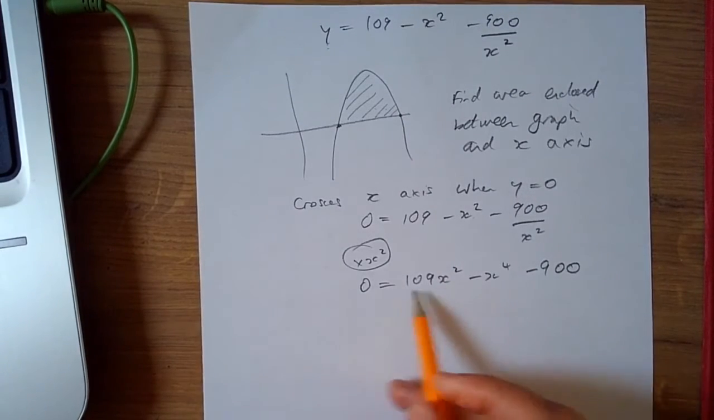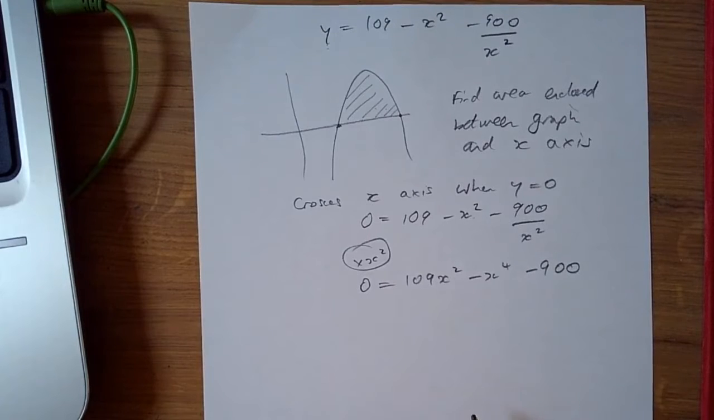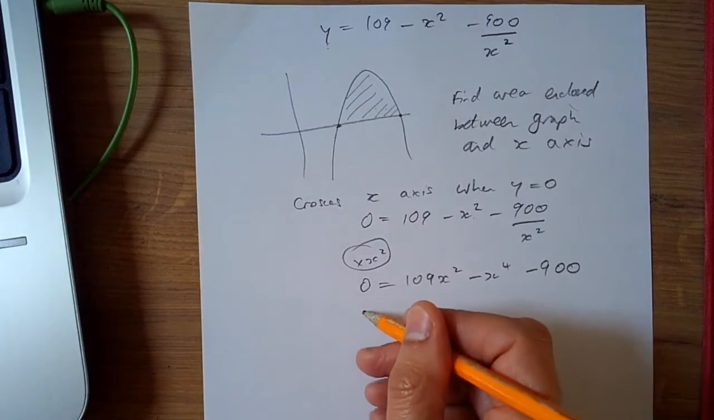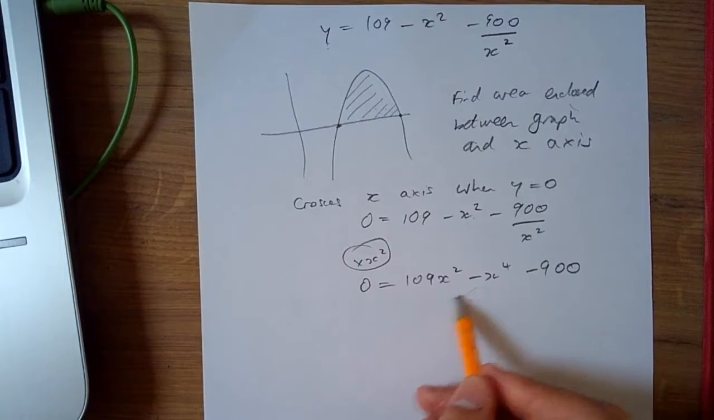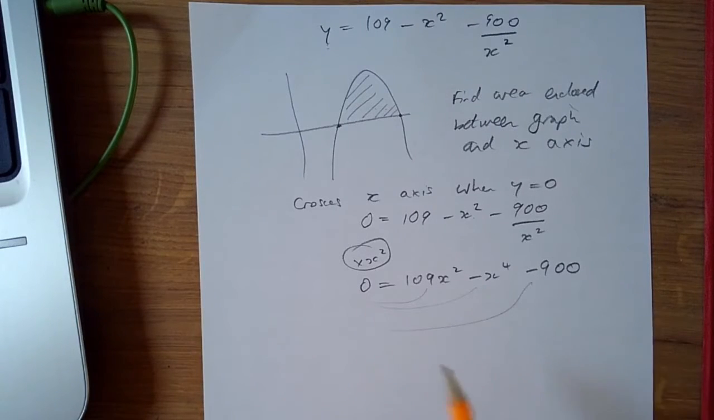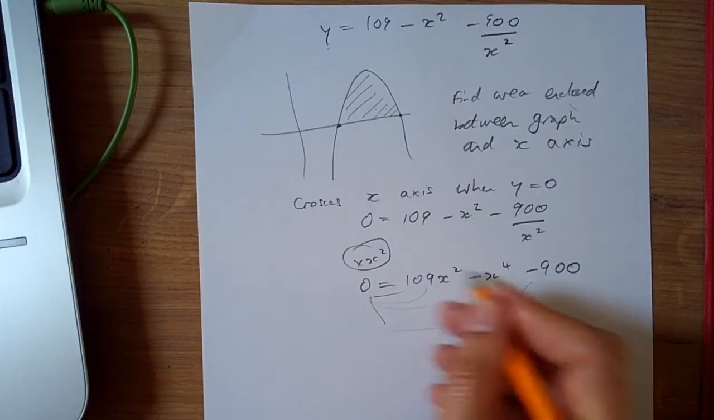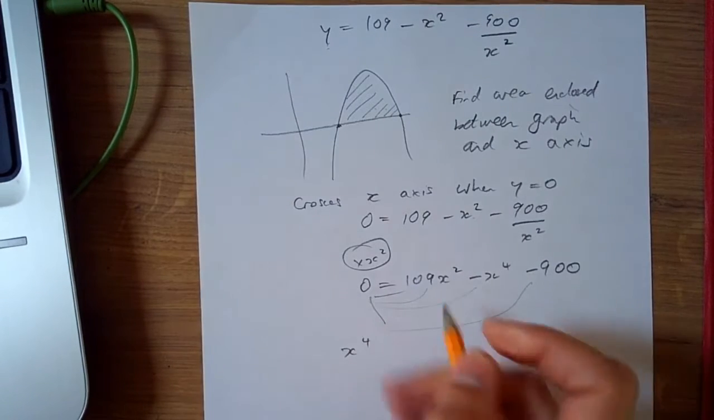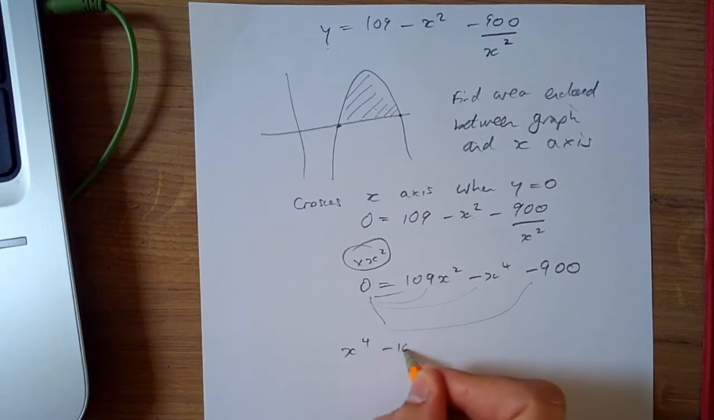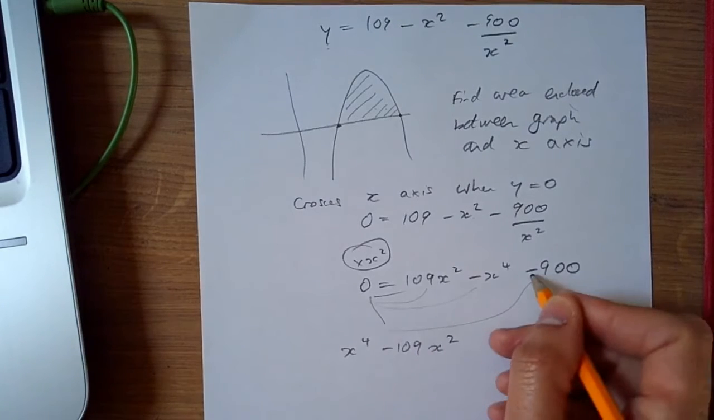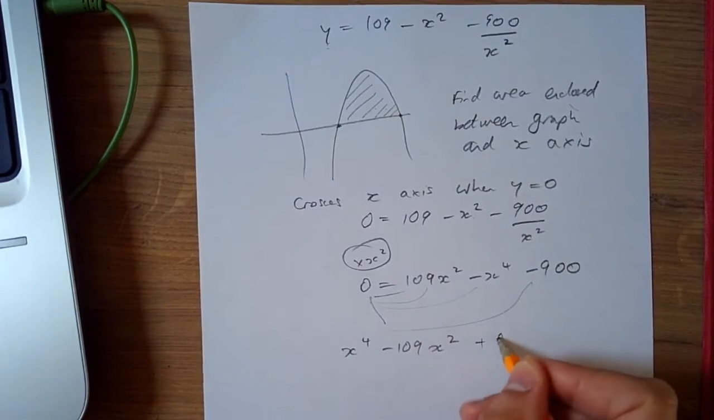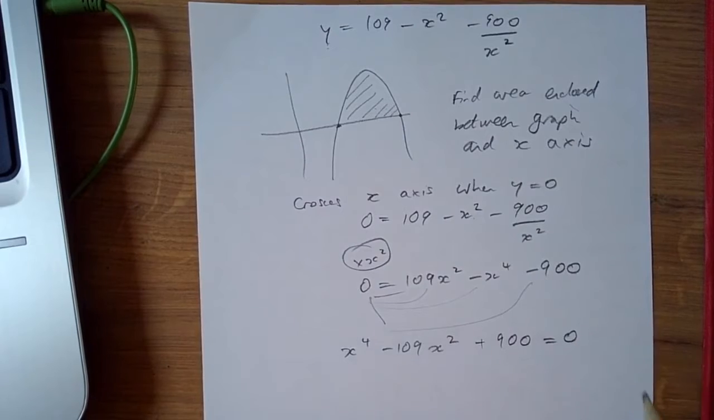Okay, now if I'm going to attempt to solve an equation like this, I would rather have it in descending powers of x. So I'm going to bring everything over to the left hand side of the equation. I'm going to add over the x to the 4, take over the 109x squared, and then add over the 900. So there we go. Now we've got this equation.